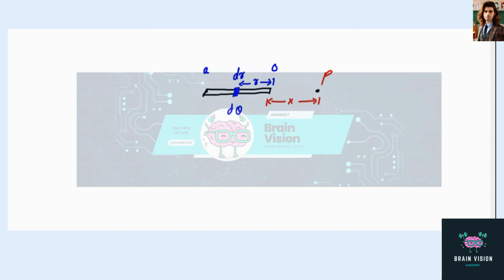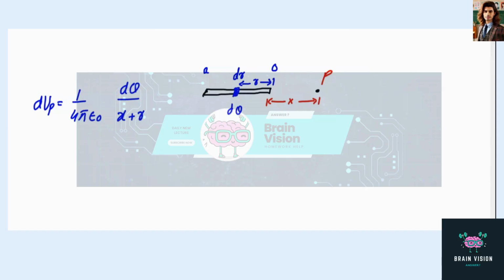Now first we will write the relation for electric potential due to this small portion at point P. So we have dVp is equal to 1 upon 4 pi epsilon naught, the charge on this small portion divided by the distance of this small portion from point P, which is x plus r.